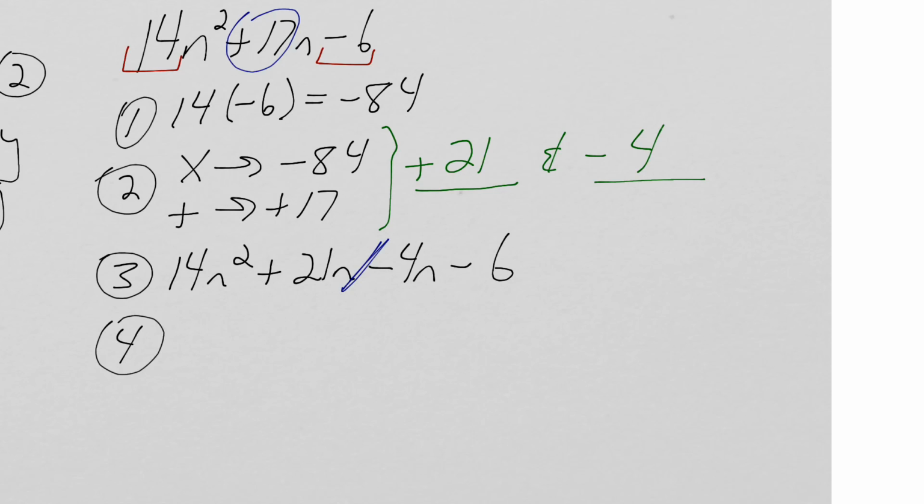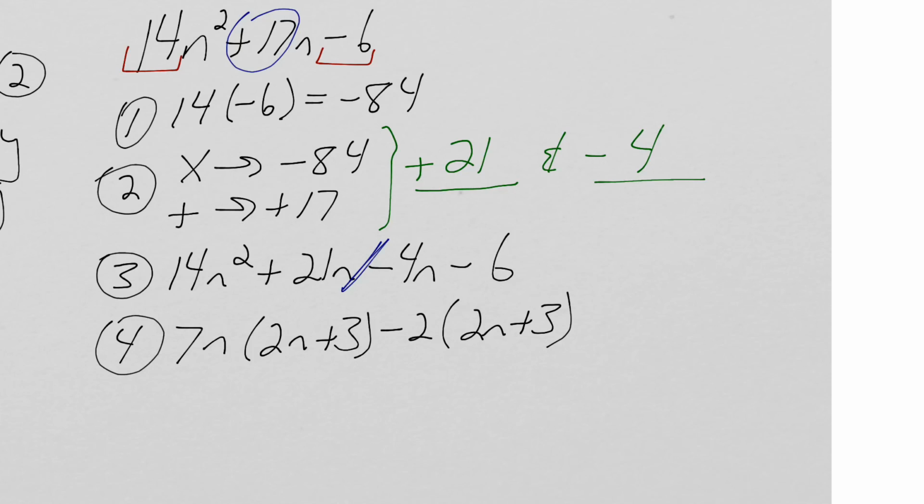And then the fourth step is, of course, to do the factor by grouping. Split it down the middle and ask yourself, what can you factor out of the first two? We can factor out a 7 and an n, which leaves 2n plus 3. Looking at the second two terms, looks like we can factor out a negative 2, which also leaves 2n plus 3.